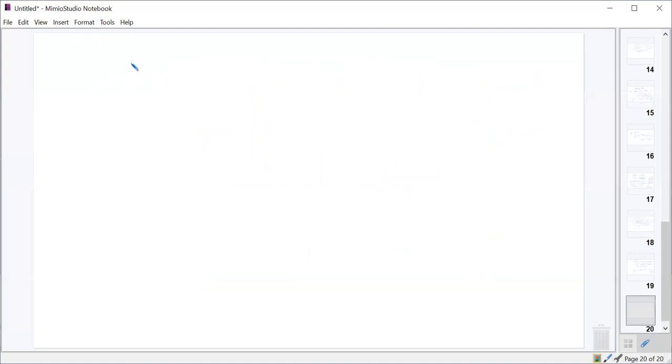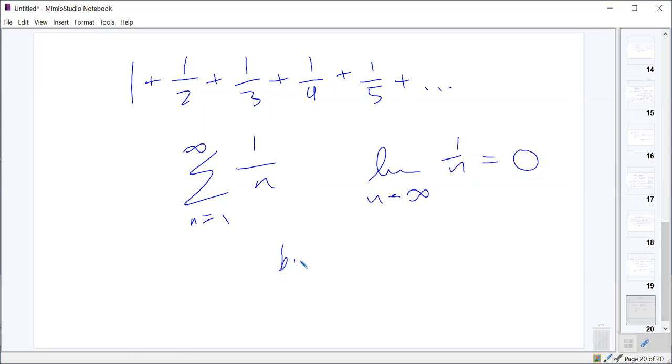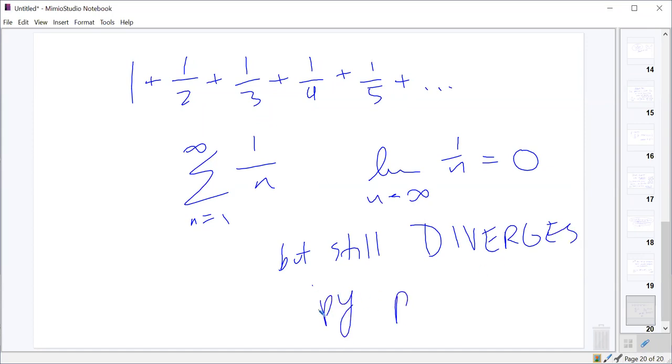Because a simple explanation would be 1 plus a half plus a third plus a fourth plus a fifth and so on, right? This is the sum from n equals 1 to infinity of 1 over n. This is our harmonic series. The limit as n approaches infinity of 1 over n is definitely 0, but we know that this still diverges by the p-series test.